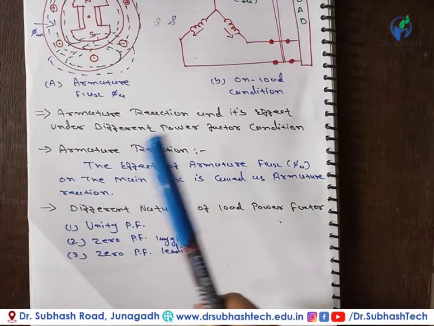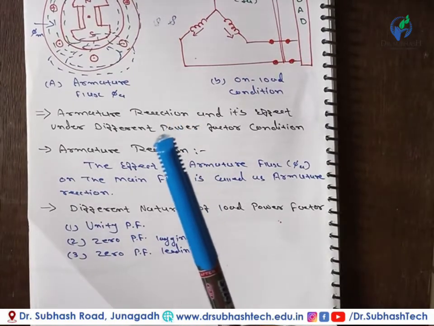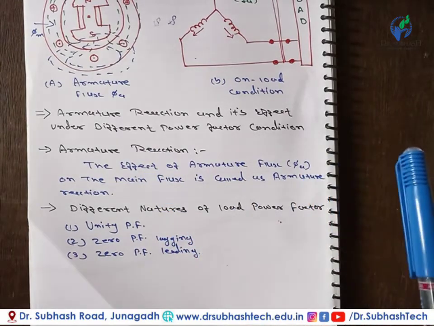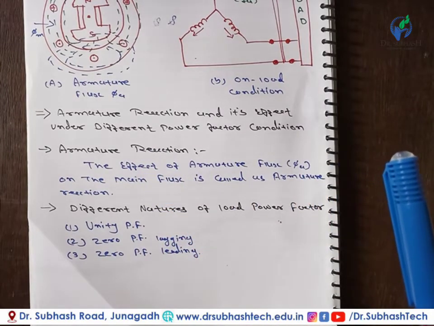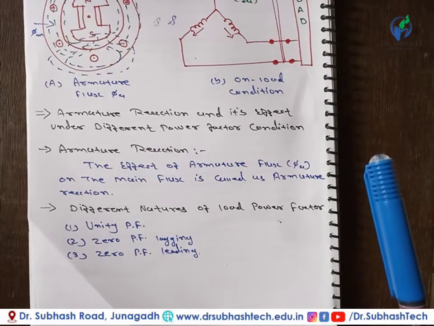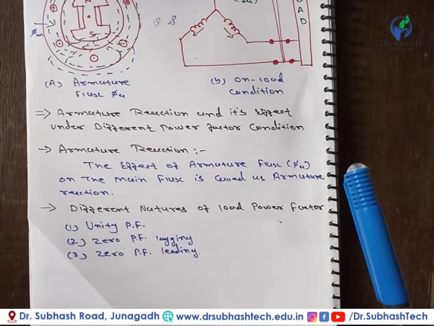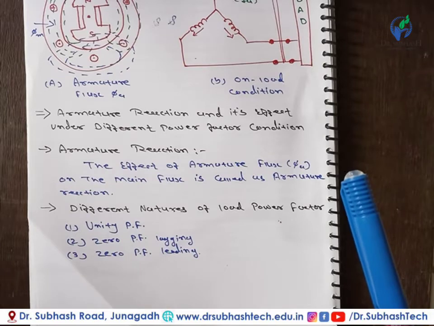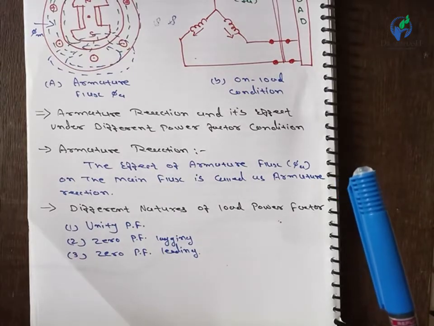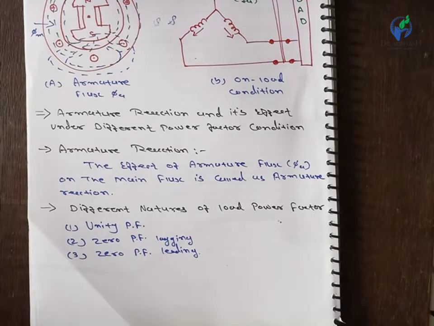The effect may be cross magnetizing, which is known as phi A across the phi M. It may be demagnetizing, where phi A opposes phi M and hence phi M is weakened. Or it may be magnetizing, where phi M is in the same direction as phi A, so both are added and the resultant field becomes stronger.